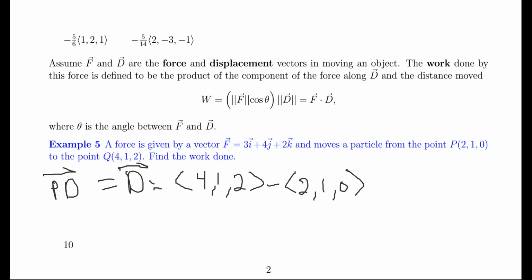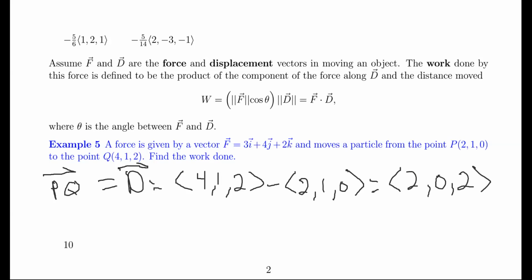So another way to write that is we have a point P and a point Q, and the vector D, the displacement vector, is the vector from P to Q, which is the vector 4, 1, 2 minus 2, 1, 0, which is 2, 0, 2. So we have that displacement vector.